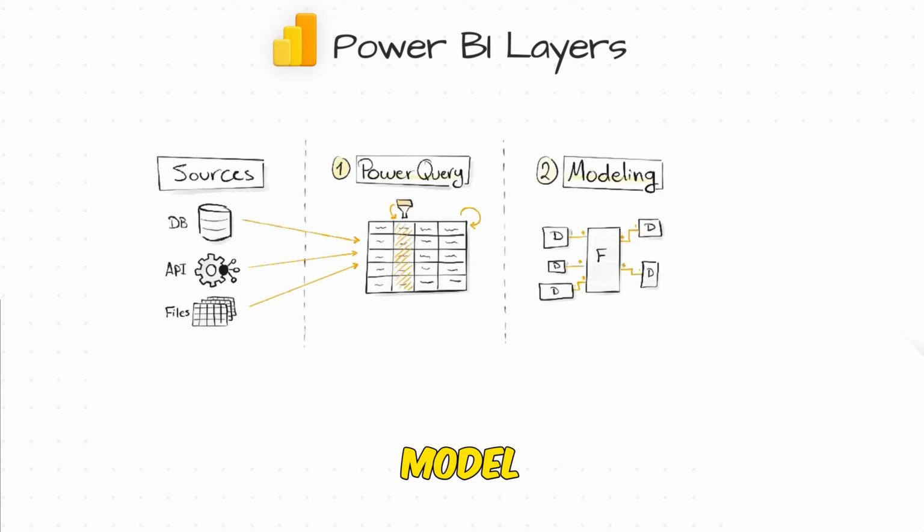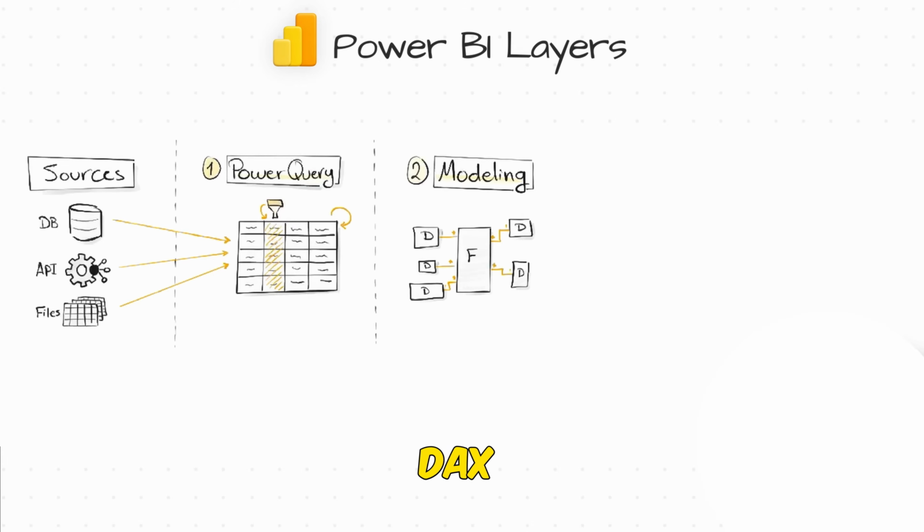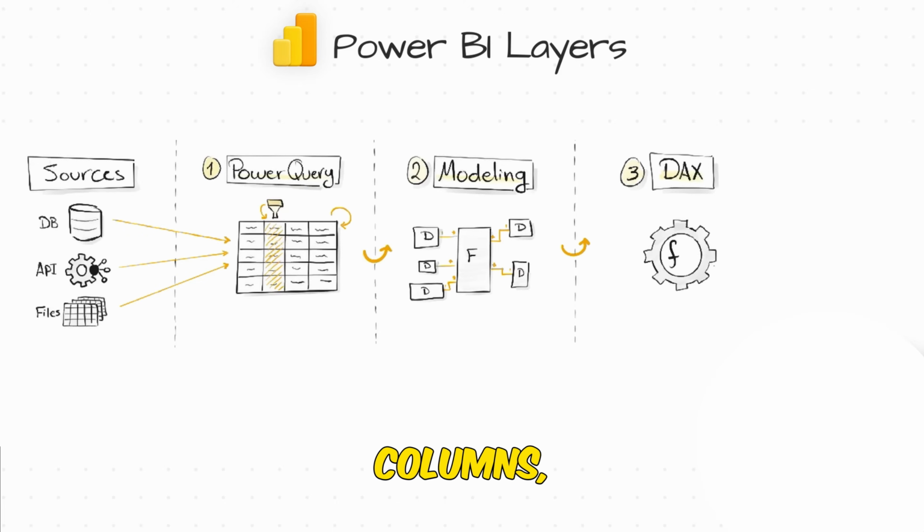Once we have the data model, it's time to add now like brain or let's say intelligence to this model. And we use DAX in order to write formulas and calculations to create something new. So we need to create new columns, new measures that can help us to build the aggregations and the filters at the dashboard level.